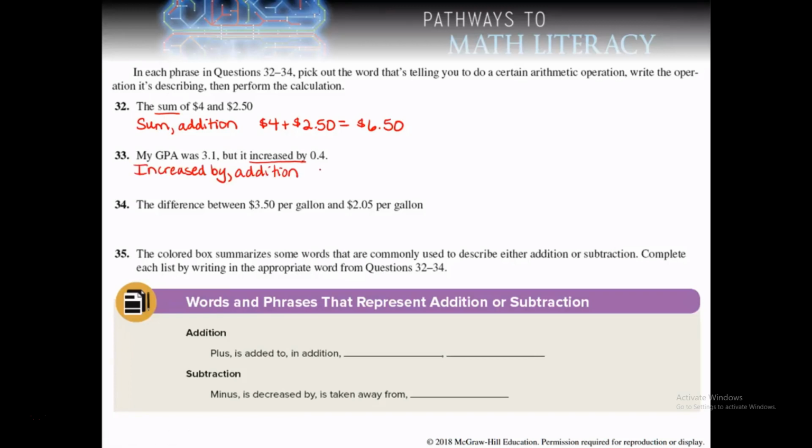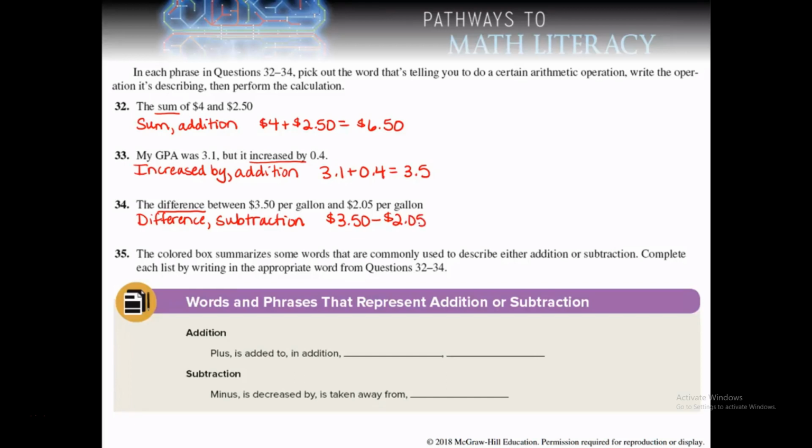In 34, the difference between $3.50 per gallon and $2.05 per gallon. Well, difference tells us to subtract. And so we'll go ahead and take $3.50 minus $2.05 to get a difference of $1.45 per gallon.